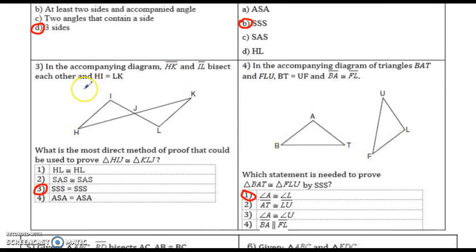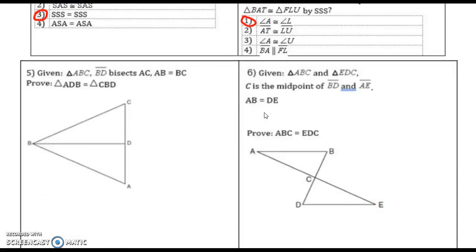For question 3, it gives you this situation and asks for the most direct method of proof. Direct methods of proof mean methods that are very straightforward, and side, side, side is equal to side, side, side. That's very straightforward. We're not able to use this one yet because we haven't even gone over this, and all of the other ones involve angle measures. For question number 4, it should look very similar because we literally just did it. On to questions 5 and 6.